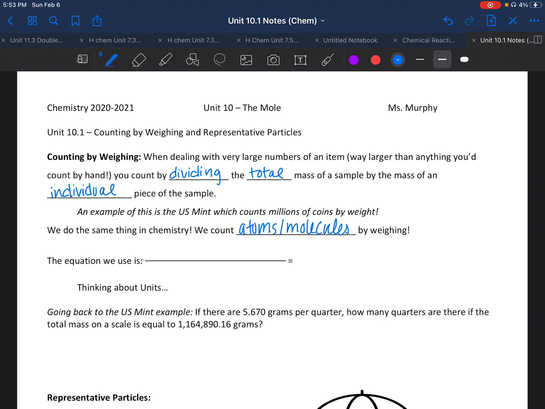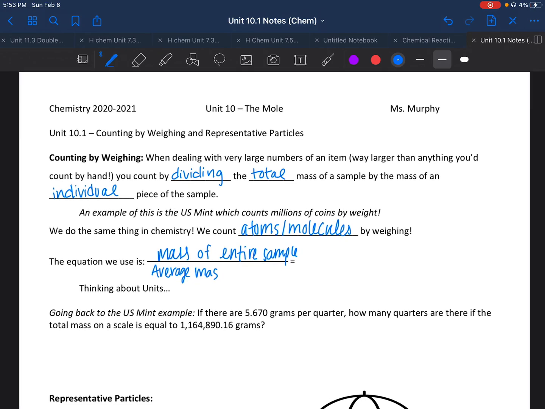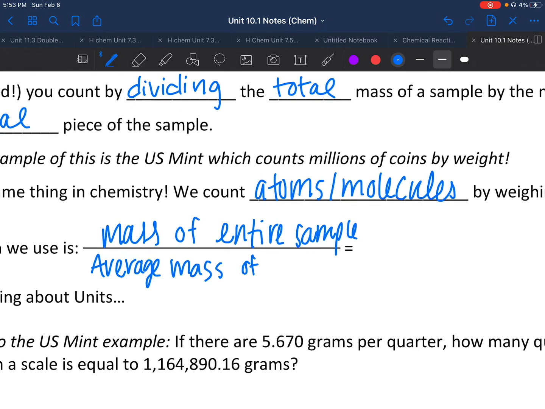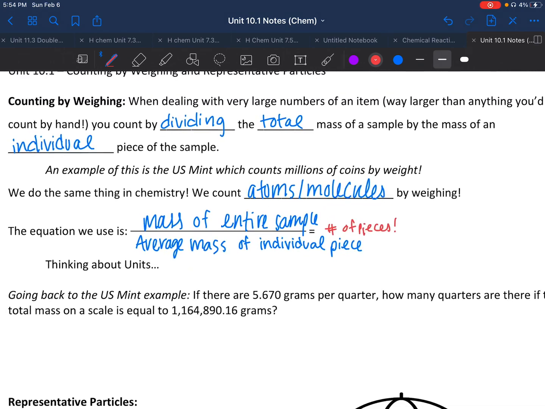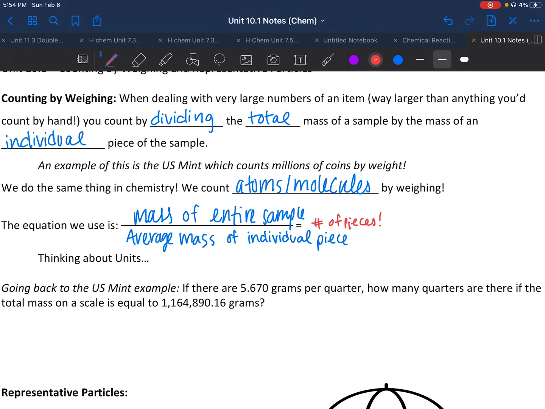And so it's just a simple calculation where if you have the mass of the entire sample, so your total, you are going to be dividing that by the average mass of an individual piece. And so what this is going to give you then, in turn, is going to be equal to your number of pieces. And so we're going to do this example thinking about units, all right?